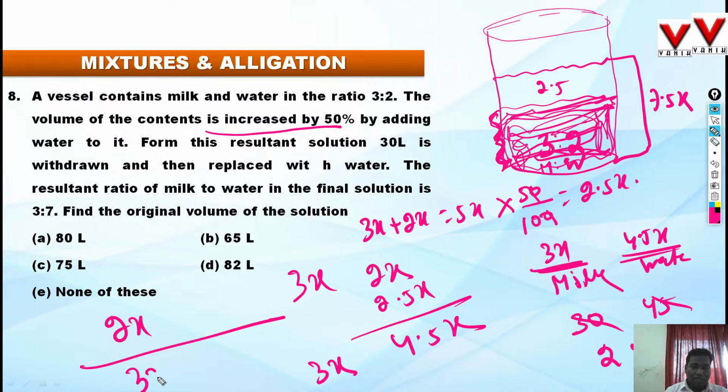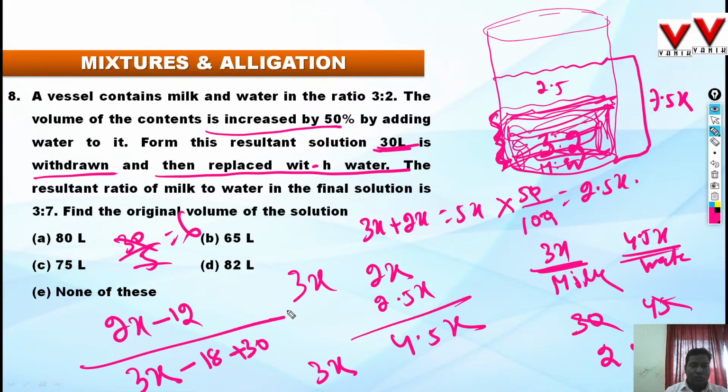30 liter mixture withdrawn. 30 divided by 2 plus 3, which is 5, 30 by 5 is equal to 6. 6 times 2 is 12, so minus 12. 6 times 3 is 18, so minus 18. 30 liters withdrawn and then replaced with water. Water means plus 30. The resultant ratio of milk to water is equal to 3 by 7.